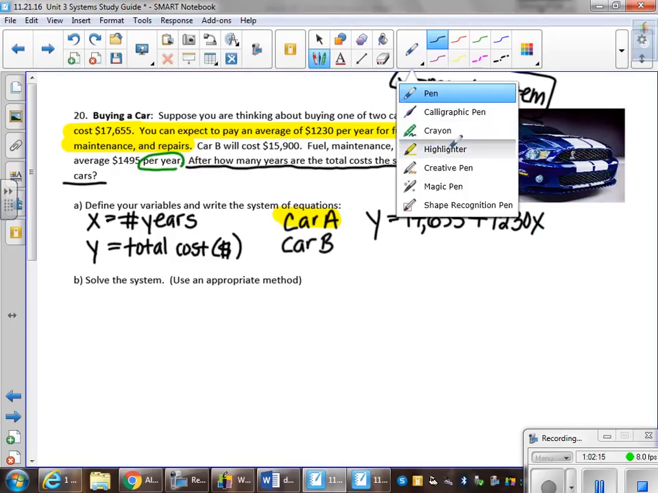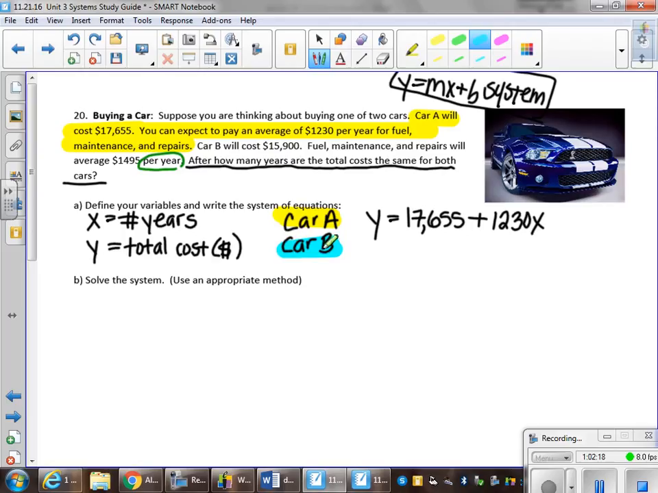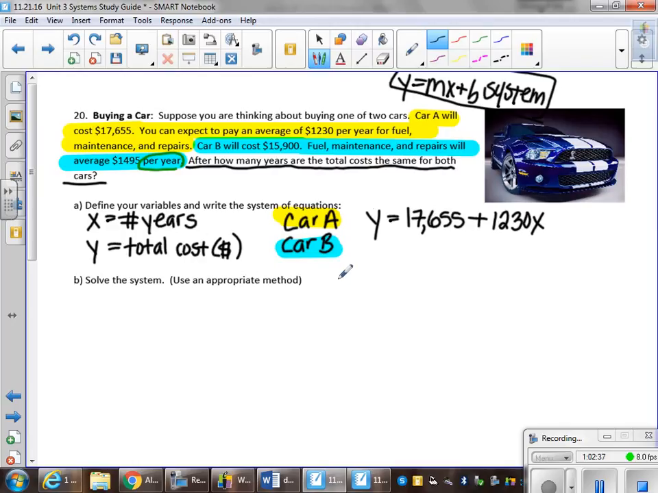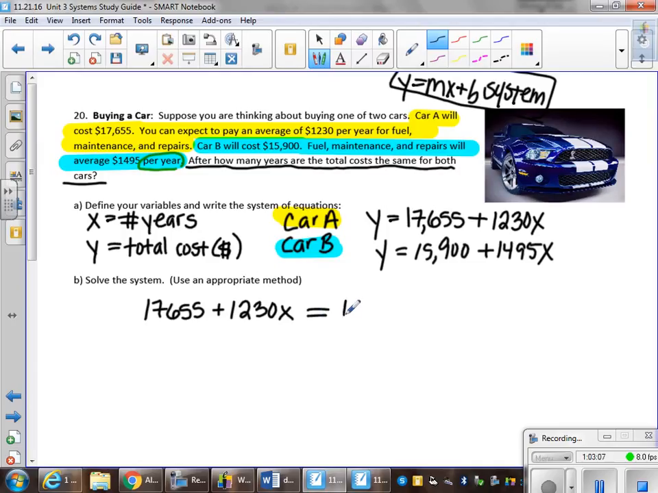Let's go find out what we know about car B. I'm going to switch colors. I'm going to make car B blue. Car B will cost $15,900. Fuel maintenance and repairs will average $1,495 per year. Everything in yellow is off limits. It's been used. We're going to write the car B equation with everything we highlighted in blue. Cost of the car is $15,900 plus $1,495 per year. We have our system. To solve it, I'm hoping we see straight away they're both solved for y. We will set car A equal to car B, and we will solve.